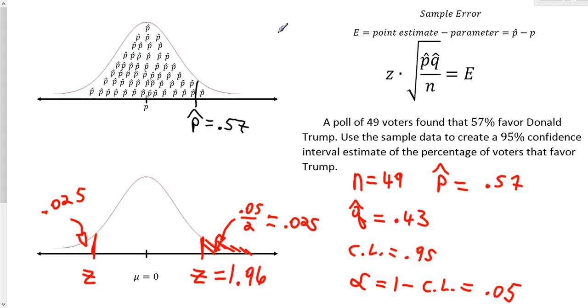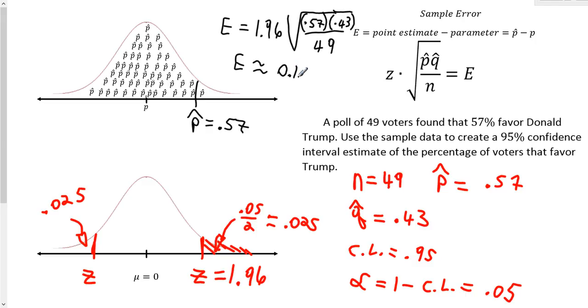The margin of error, E, is equal to z, which I just found out to be 1.96, multiplied by the square root of p hat times q hat over n. p hat is 0.57, q hat is 1 minus p hat, which is 0.43, all divided by n, which in this case is 49. And when you do this and round it, E is approximately equal to 0.14. So the margin of error is approximately 0.14.